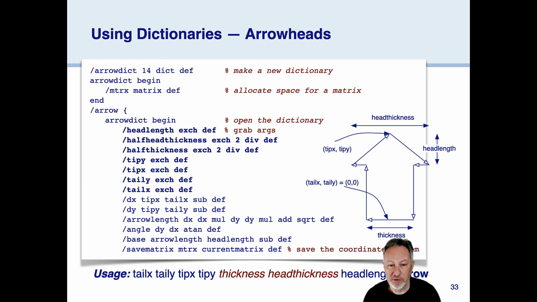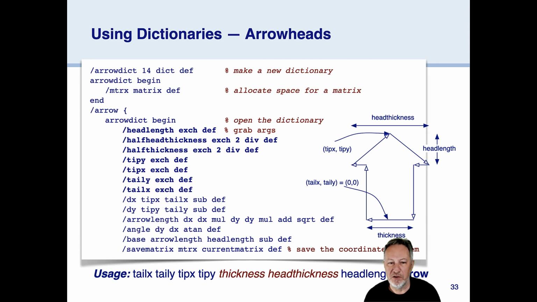In addition, we see in the program there are 7 variables which are arguments to arrow. There's another 6 which are computed internally, and there's a 14th variable, matrix, mtrx, which is also needed inside the dictionary. So we also allocate space for a matrix there. Now the procedure arrow itself is a bit too long for one slide, so we see the beginning here and the rest on the next slide.